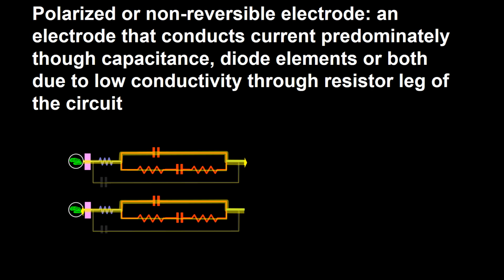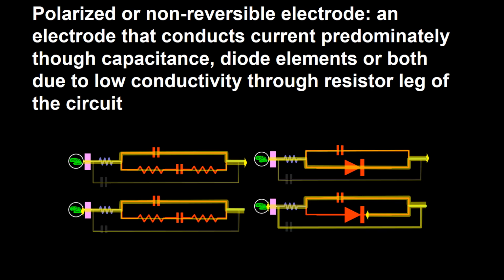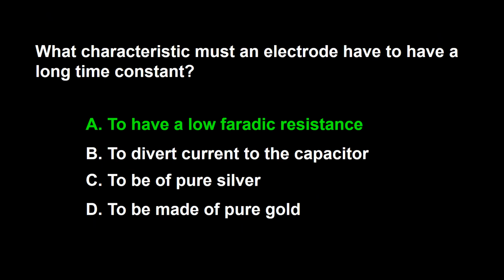In this frame, I am introducing an example of the first possibility, that is, when most current travels through the capacitor or via a capacitor and a diode due to low conductivity. As you know, a diode only allows conduction of electricity in one direction. So the answer to this question is A. For an electrode to have a long time constant, it must have a low Faradaic resistance.